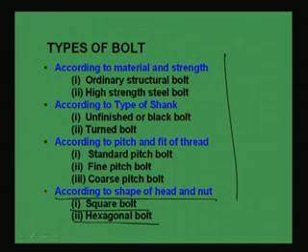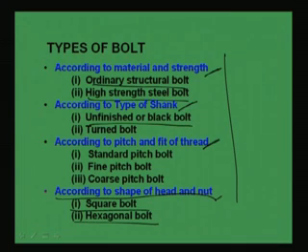So, what we are seeing here is that types of bolt can be categorized as per different parameters, like according to material and strength, according to shank type, according to the pitch and fit of thread, and according to shape of head and nut. In case of material and strength, one can classify the bolt into ordinary structural bolt and high strength steel bolt. According to type of shank, it is unfinished or black bolt and turned bolt. According to pitch and fit of thread, one can make it a standard pitch bolt, fine pitch bolt or coarse pitch bolt.